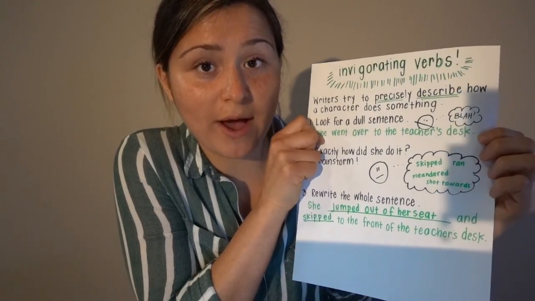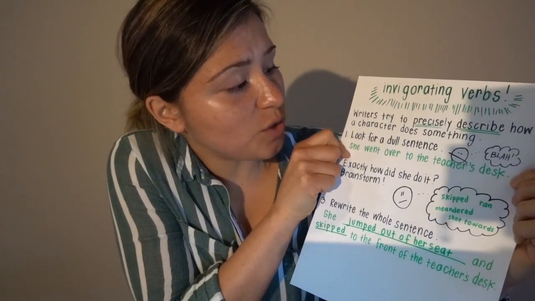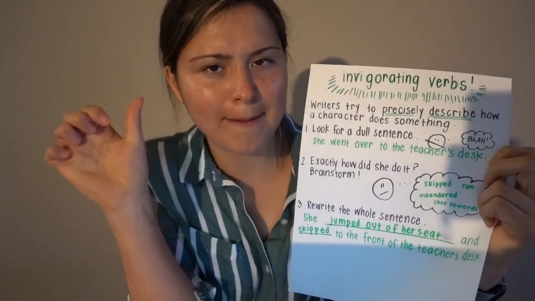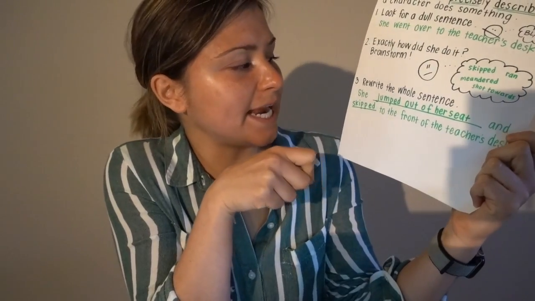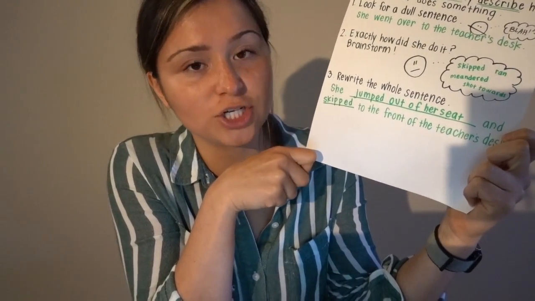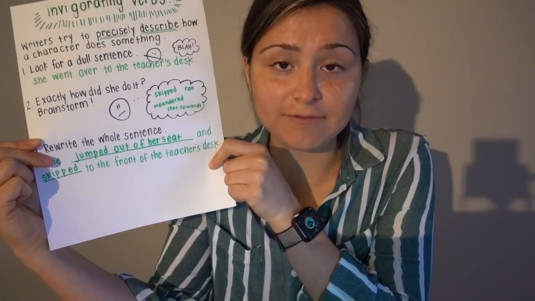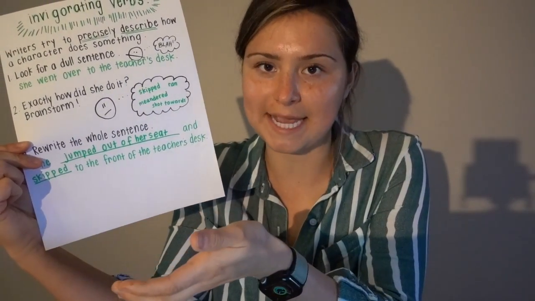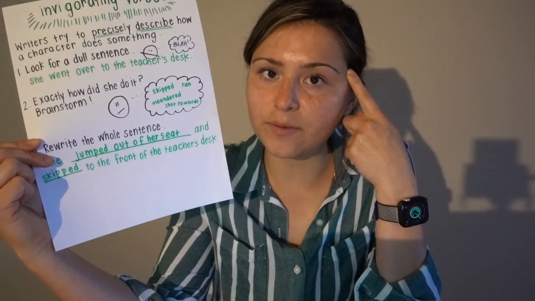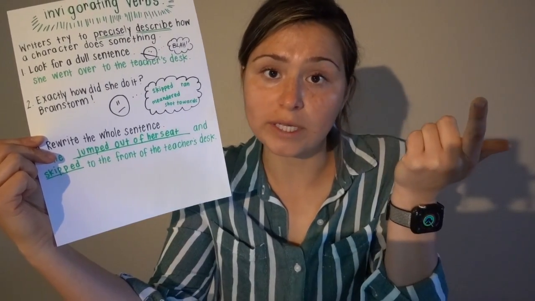All right, let me remind you how boring the first sentence was. She went over to the teacher's desk. Blah. Here's the new sentence. She jumped out of her seat and skipped to the front of the teacher's desk. Now, hopefully after I've chosen my dull verb and I've replaced it, my story's a little bit more exciting to the reader. It also gives my reader a better mental image of what's going on in the story.